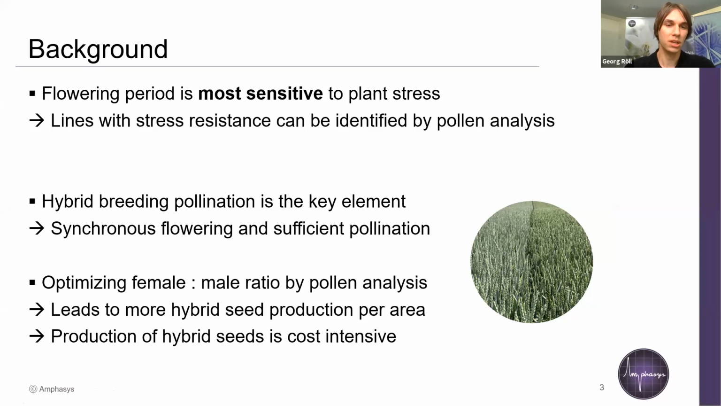So in detail, we can optimize the female to male ratio by using the pollen analysis. And in the end, this leads to more hybrid seed production per area. The production of hybrid seeds is cost effective, so therefore using pollen analysis is really a key feature.